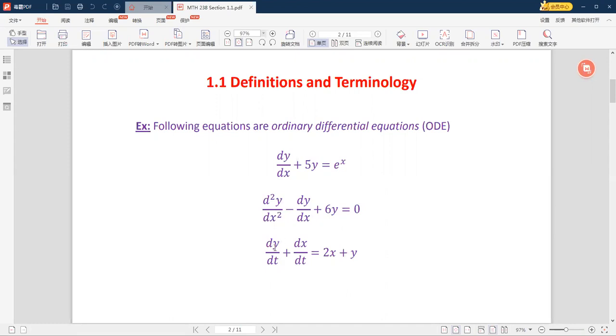In the third example, this time we have 2 dependent variables, x and y, both of which are functions of t. So here, t is the independent variable. Both x and y are functions. We need to solve for x and y from this equation, in terms of t. All of those are ordinary differential equations because we only have one independent variable.